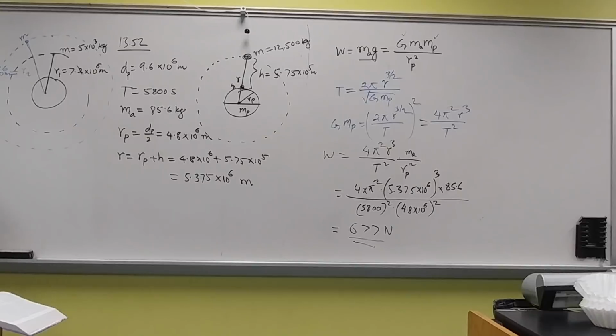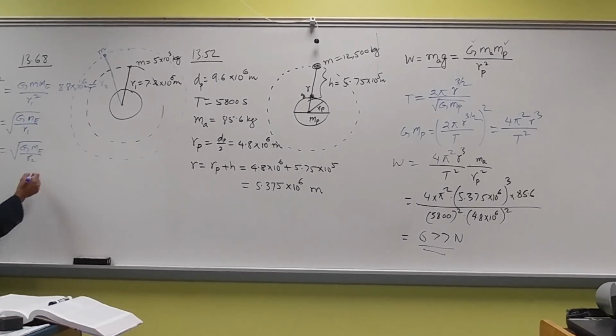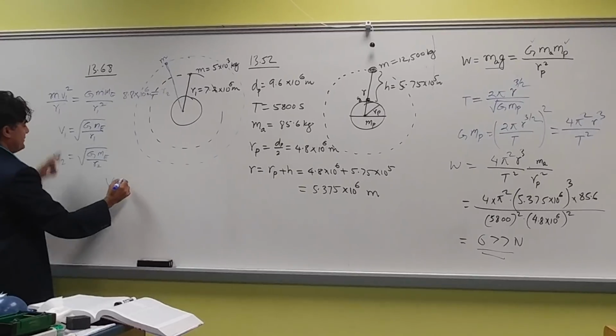Yes, the same formula, which is m v squared over r, so v1 squared over r1 equals G M_E divided by r1 squared. You have the mass of the Earth, you know r1, so you can calculate v1. Get v1 really quick.